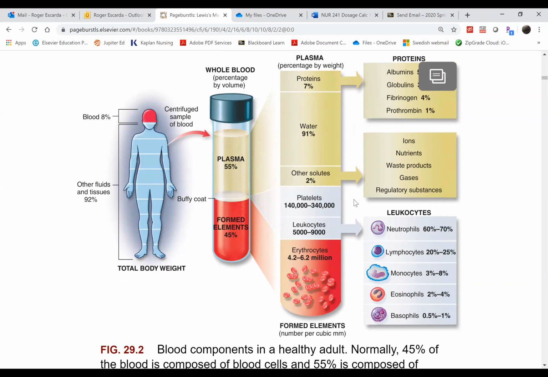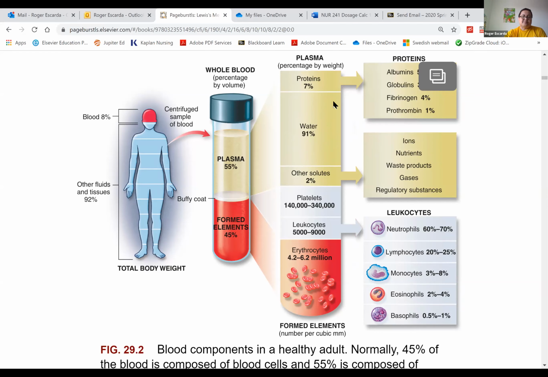So when you spin it, of course by gravity, it will separate the blood components. Now when we look at what your blood is composed of, we have the formed elements, which are all your blood cells: red blood cells, white blood cells, and platelets. Other solutes are in tiny, small amounts. And then it's mostly water, 91% water, but because there are proteins in the plasma, that water stays in the blood. It cannot go to the cells easily.